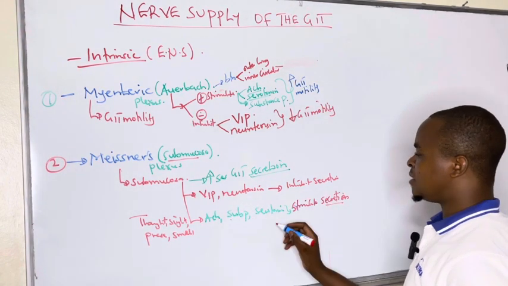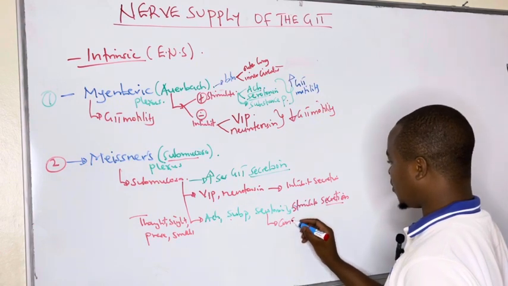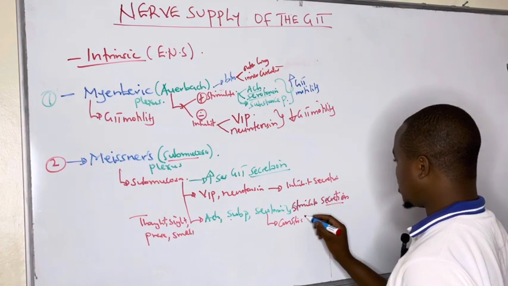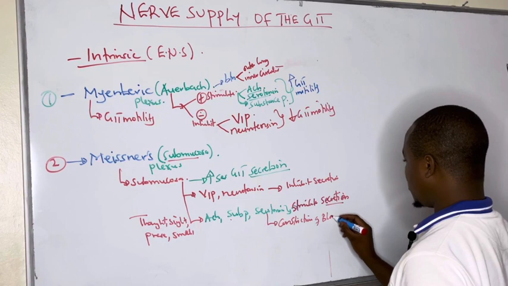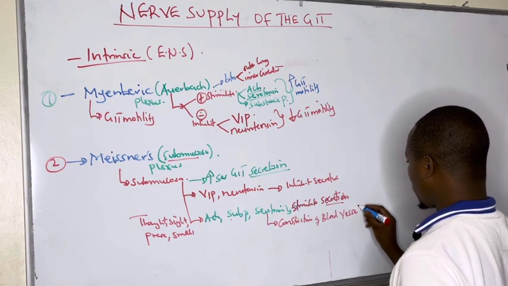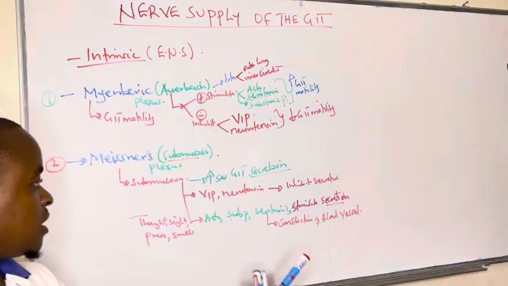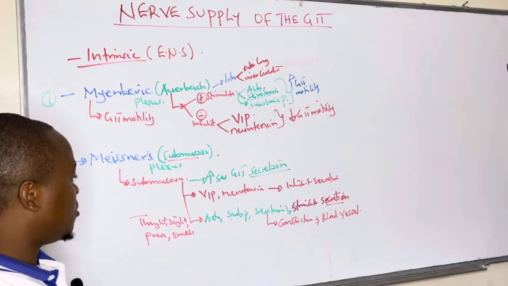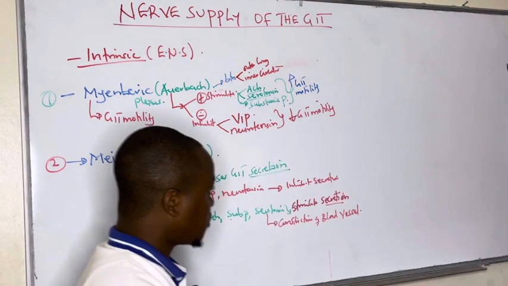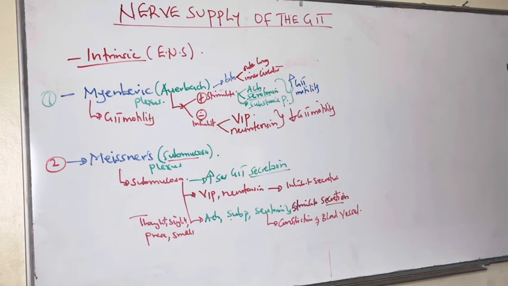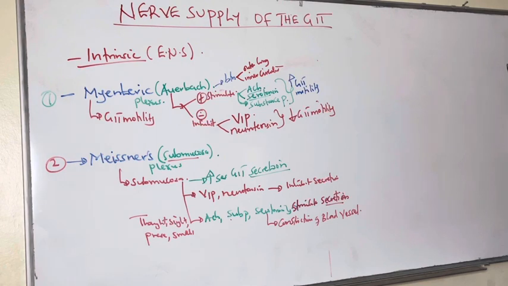And apart from that, this serotonin also causes constriction of blood vessels. So whenever you see serotonin, it is responsible for constriction of blood vessels, or what we call vasoconstriction. So apart from being a neurotransmitter, it also causes vasoconstriction of the blood vessels. So this is what we can discuss about the intrinsic, or what we call the enteric nervous system.